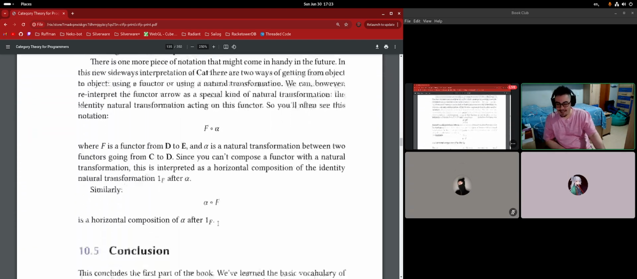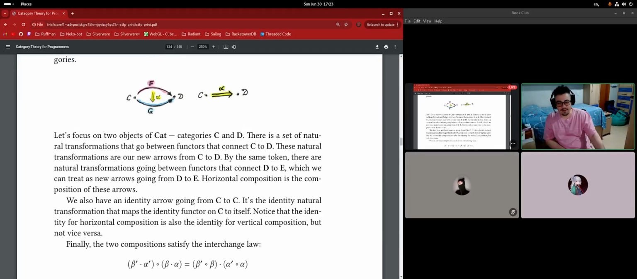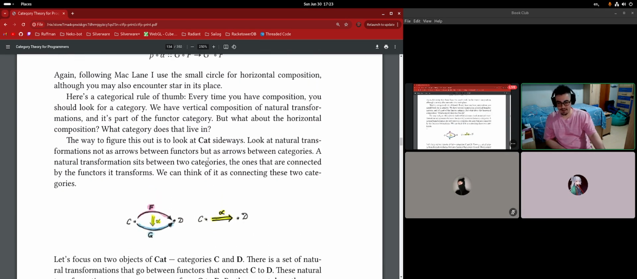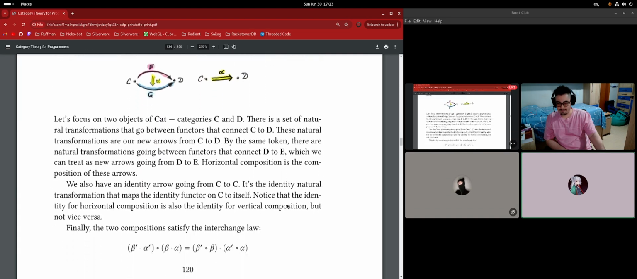So yeah, I understand the horizontal. Wow, so I got it completely wrong before. Okay, but now I understand. Now I actually understand. Yeah, there's a lot of depth in this topic.